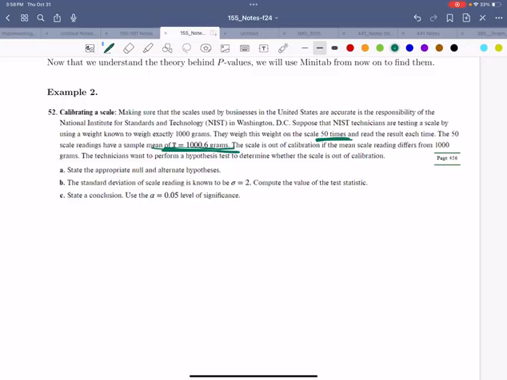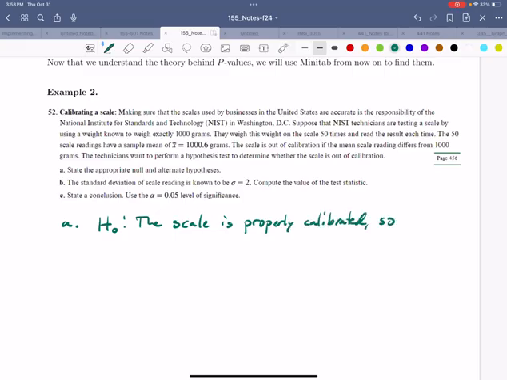Now they say the scale's out of calibration if it differs from 1,000 grams, right? Statistically significantly differs. And so we want to perform a hypothesis test. So what are the appropriate hypotheses? Well, H naught is going to be the scale is properly calibrated. So the mean weight, really, like if you were to weigh this thing a whole bunch of times, it would be 1,000 grams. Okay?